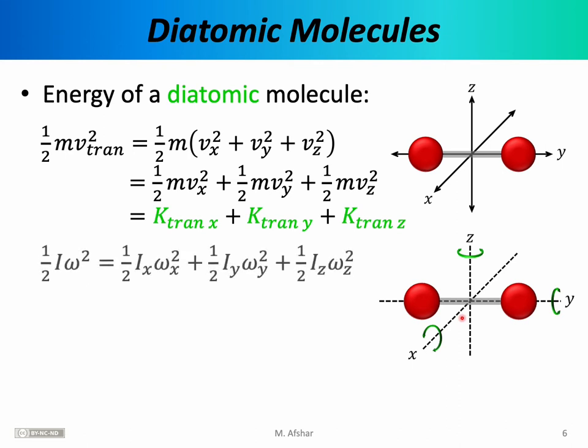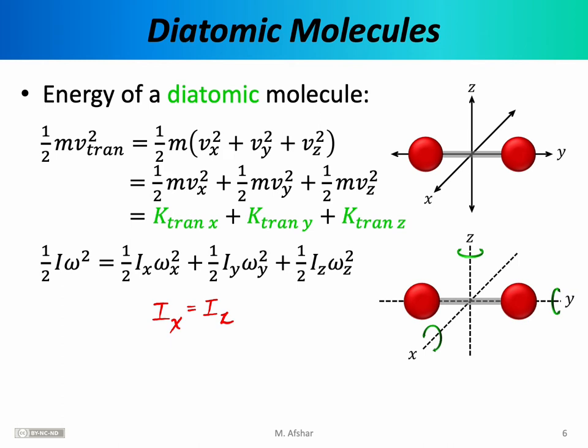Associated with that rotational motion is some angular kinetic energy, which we can express as 1/2 I omega squared. In general, rotations about different axes must involve different moments of inertia. More precisely, for rotation around the x-axis, we need an x moment of inertia. For rotation around the y-axis, we need a different moment of inertia, and similarly for the z-axis. Now, at this point, the analysis becomes a little more complicated, simply because we need to recognize that I sub x is equal to I sub z for the diatomic molecule.